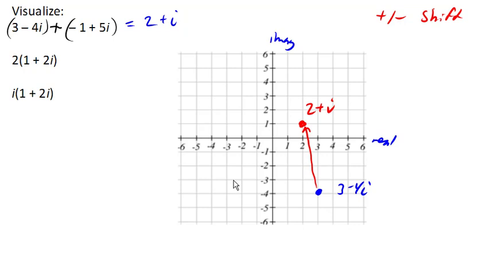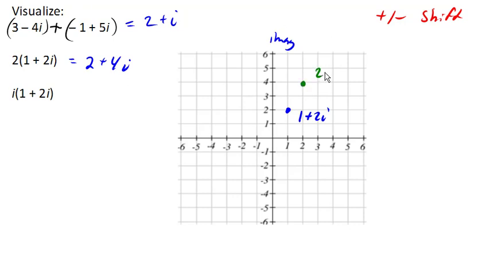So how could we think of 2 times 1 plus 2i? Now again, certainly we can multiply this and we'd end up with 2 plus 4i. So the original point is here, 1 plus 2i. The resulting point is here at 2 plus 4i. And notice that it is further away from the origin, further away from 0. Specifically, it is twice as far.